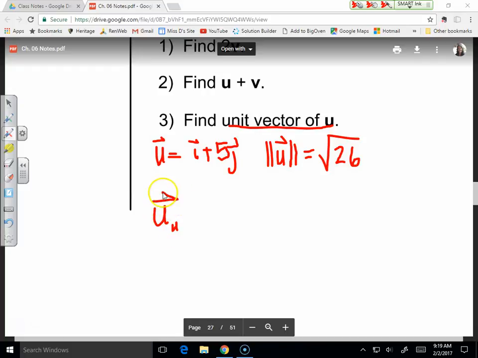To find the unit vector of u, we need a magnitude of 1. To get a magnitude of 1, we have to scale back the old hypotenuse to be 1. How do we scale back the old hypotenuse to be 1? Jason, focus, bud. Divide by square root of 26. If we divide him by square root of 26, who else are we going to divide? Everything. So we're going to divide the horizontal, and we're going to divide the vertical.